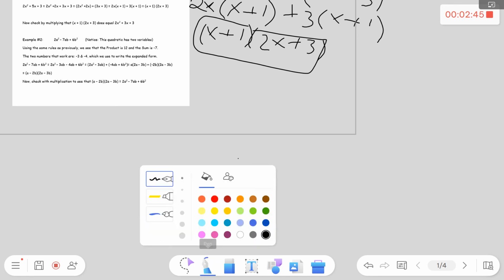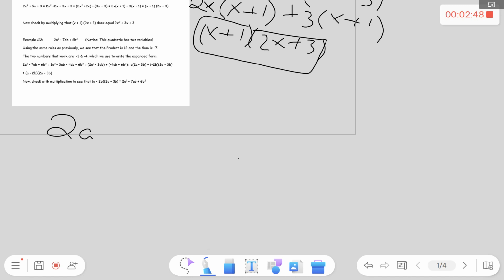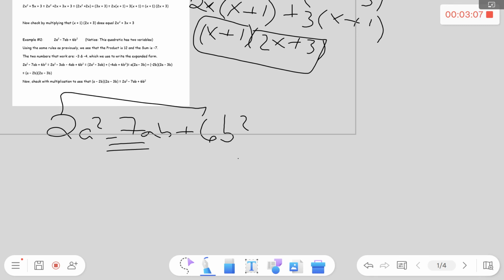What we have here is 2a squared minus 7ab plus 6b squared. Now, don't worry about the b squared. Just treat it like it says 2x squared minus 7x plus 6. You're still going to multiply: what product is 12, and my sum is going to be negative 7. That's going to be negative 3 and negative 4. Now, we have 2 negatives, so it doesn't matter which one goes first. Just make sure you keep track of your signs.